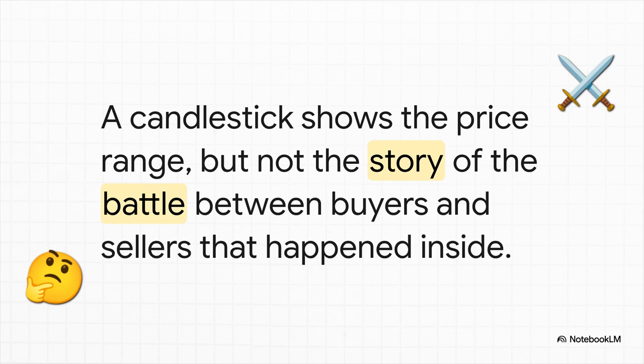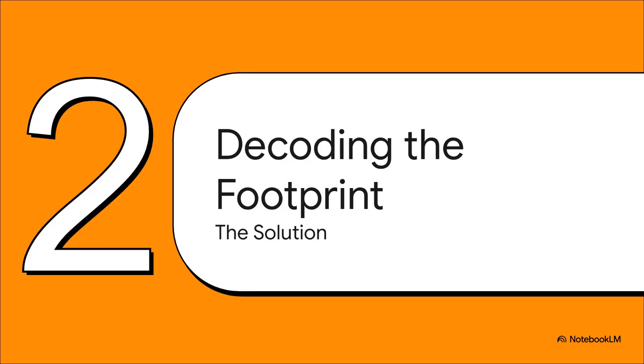Or flip it. What if you see a scary red candle, but price isn't really moving down because some huge unseen buyer is just sitting there absorbing every single sell order? That story, that's the critical stuff you're missing. And that right there is where the footprint chart comes in. It's the tool that's specifically designed to decode that hidden story and show us exactly what's happening under the hood.